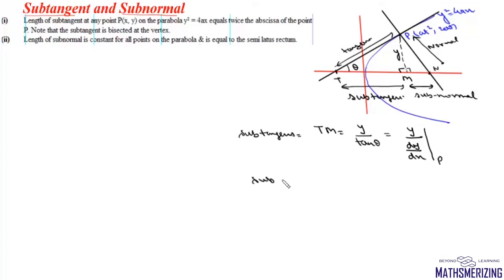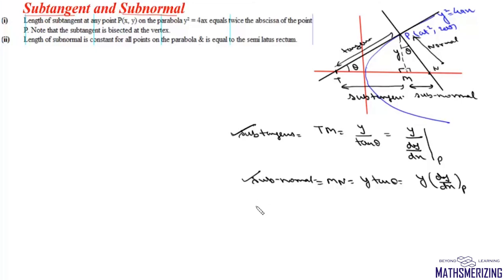Now in case of subnormal, which is MN, this angle is theta, this angle here will also be theta. So in this case it will be y into tan theta. Now it will simply be y into dy by dx at any point P. So this is how we write length of subtangent and length of subnormal for any general curve.